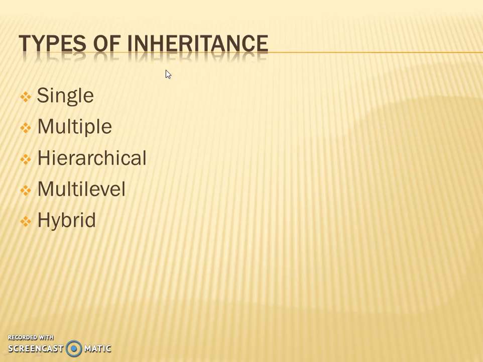We have divided inheritance into five types. First is single level inheritance, second multiple inheritance, third is hierarchical inheritance, fourth is multi-level inheritance, and fifth one is hybrid inheritance. About these inheritances, we are going to learn in our next video.